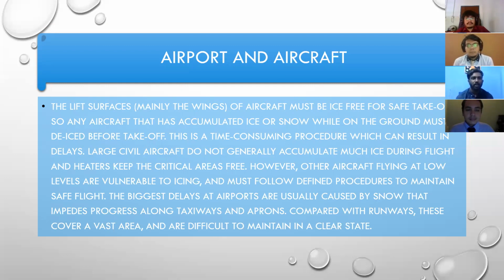Large civil aircraft do not generally accumulate much ice during flight, and heaters keep the critical areas free. However, other aircraft flying at low levels are vulnerable to icing and must follow defined procedures to maintain safe flight. The biggest delays at airports are usually caused by snow that impacts progress along taxiways and aprons. Compared with runways, these cover a vast area and are difficult to maintain in a clear state.